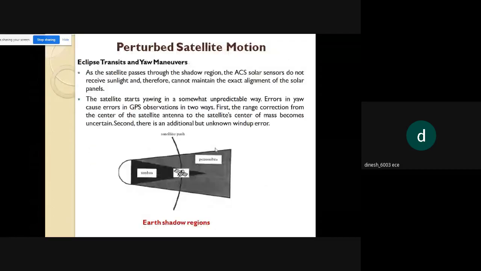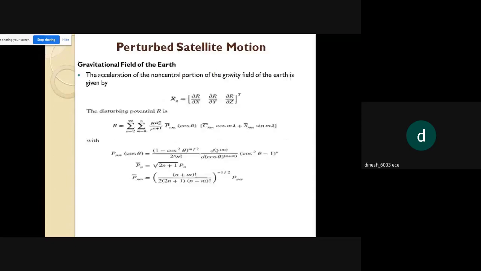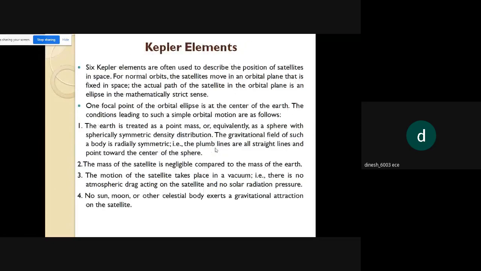Moving on to the next topic, an important concept called perturbed satellite motion. First, I'll give you 2 or 3 minutes for viewing these Kepler elements. These Kepler elements are most important. Without the Kepler elements, we cannot determine any orbital motion, and the satellite's exact position or location cannot be determined. So I'll give you 2 or 3 minutes for viewing this, then I'll go for the next topic.